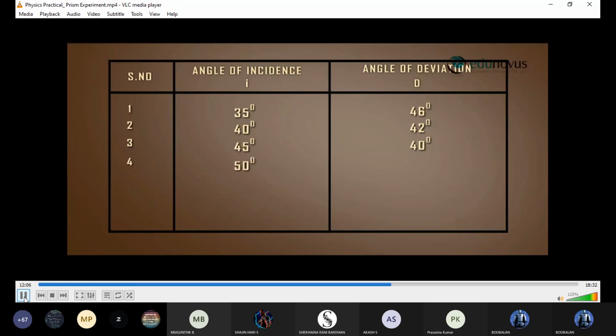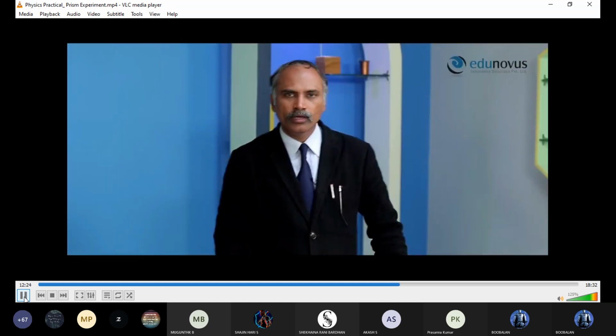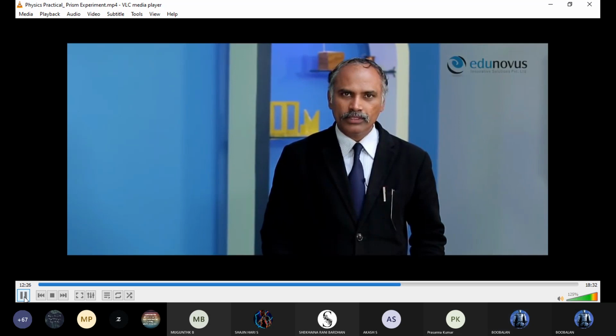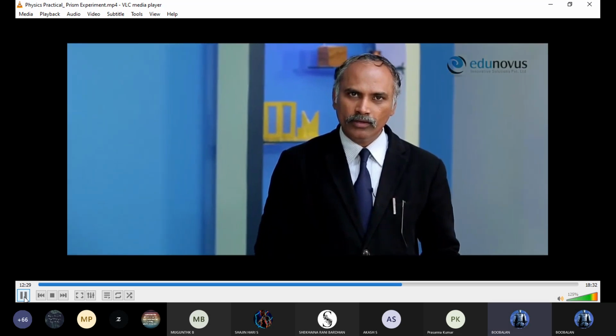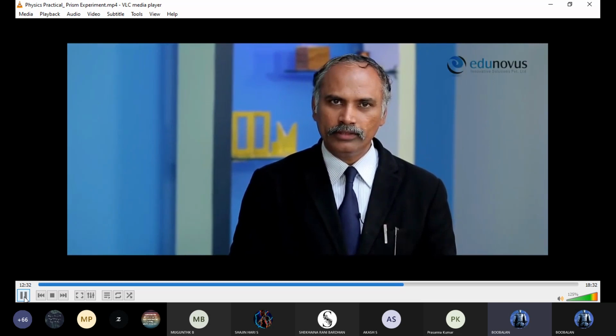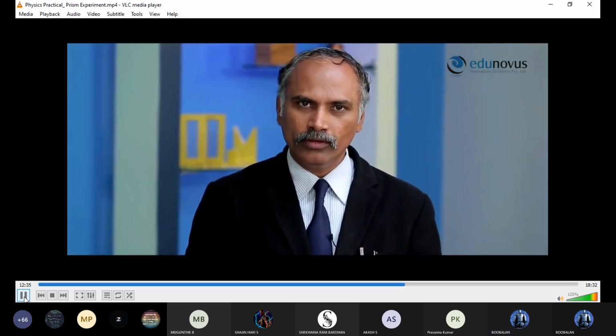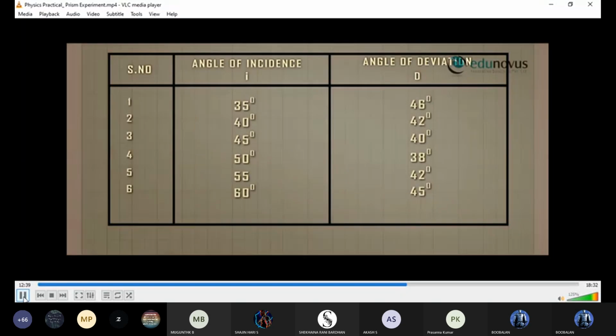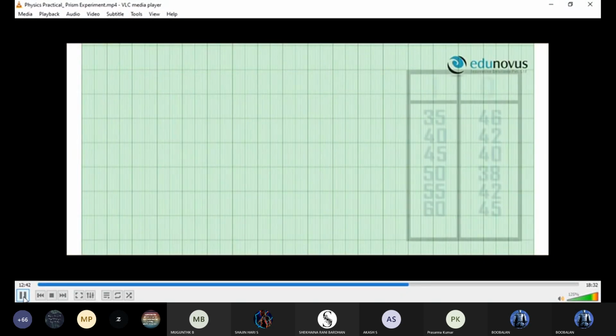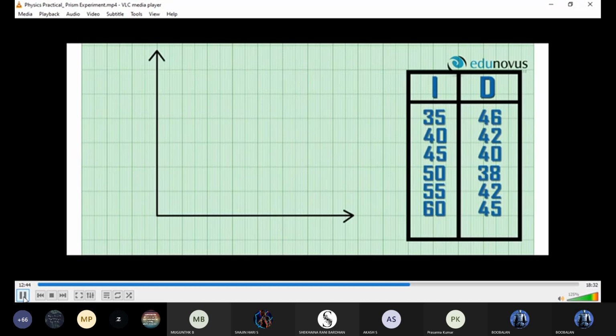I is equal to 50 degrees, D is equal to 38 degrees. I is equal to 55 degrees, D is equal to 42 degrees. I is equal to 60 degrees, D is equal to 45 degrees. Next graph. Based on angle of incidence and angle of deviation, we should draw the graph. Using the values of I and D, we plot an I-D graph.